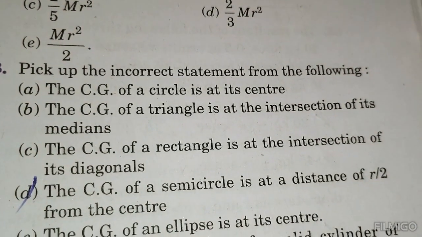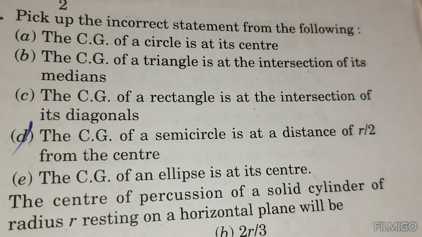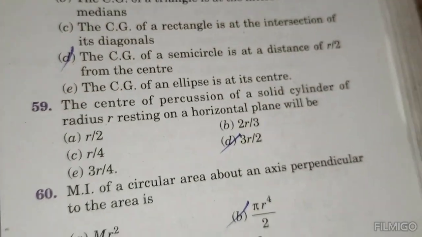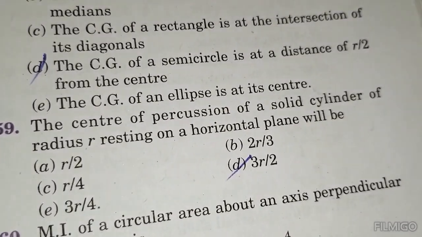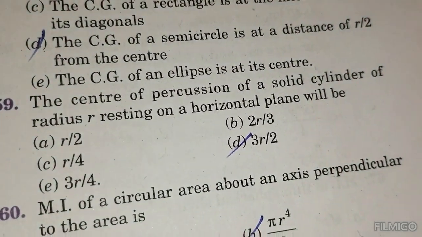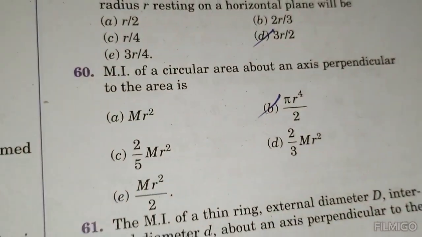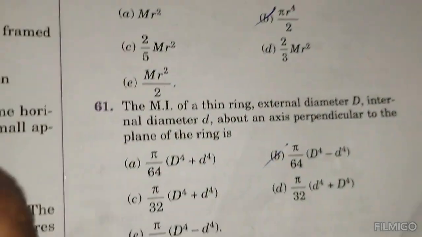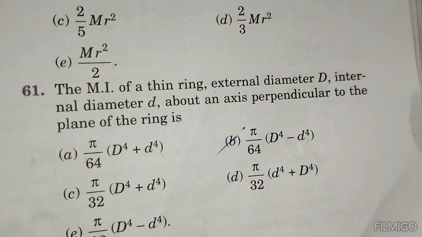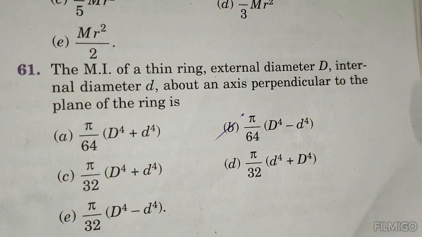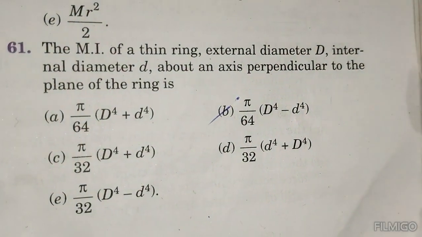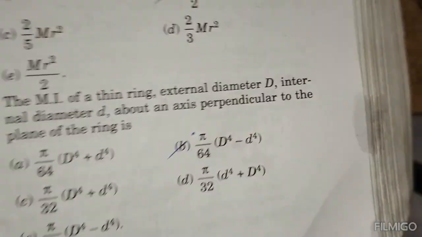Pick up the incorrect statement from the following. The center of gravity of a semicircle is at a distance of 4r by 3 pi from the center. The center of percussion of a solid cylinder of radius r resting on a horizontal plane will be 3r by 2. Moment of inertia of a circular area about an axis perpendicular to the area is pi r power 4 by 2. The moment of inertia of a thin ring of external diameter D and internal diameter d about an axis perpendicular to the plane of the ring is pi by 64 into D power 4 minus d power 4.